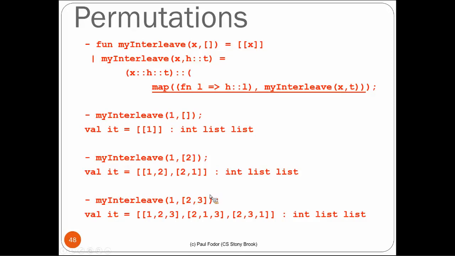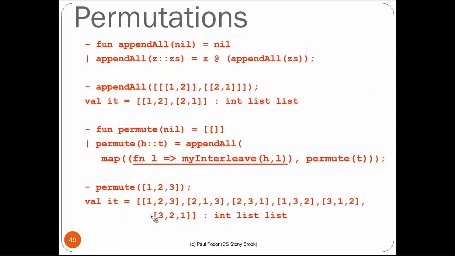So my interleave of 1 and the list that contains 2, 3. First it will return the list 1 followed by 2, 3. So it's 1, 2, 3. Then it will call my interleave of 1 and the list 3, which basically will create 2 interleavings, 1, 3 and 3, 1. Map will add 2 at the beginning of each one of those interleavings. So now we will have 2, 1, 3 and 2, 3, 1. If we are looking at the original function, basically it inserted 1 before 2, between 2 and 3, and after 3. So we are getting all the possible interleavings of 1 in the list 2, 3.